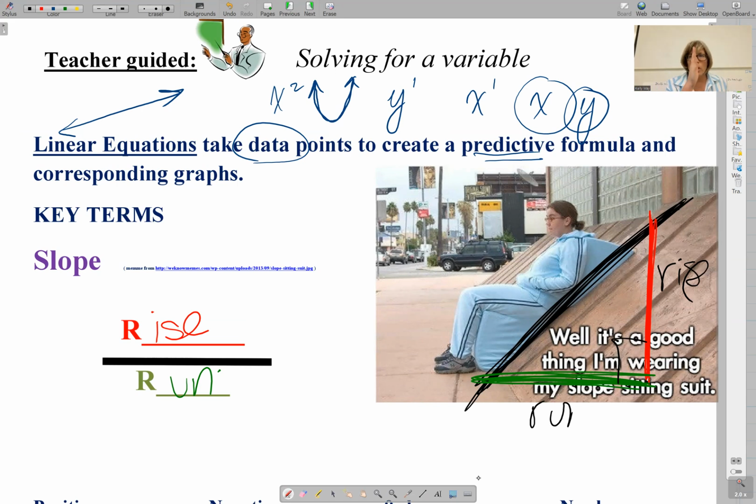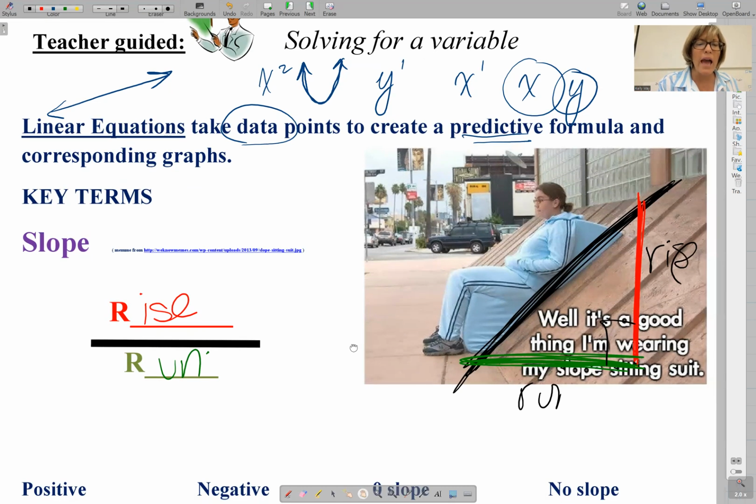So let's do this together. Put your hand in front of you. We're going to do this 3 times and you're going to gesture 3 times. Slope is rise over run. Slope is, let's do it. Rise over run. Slope is rise over run.